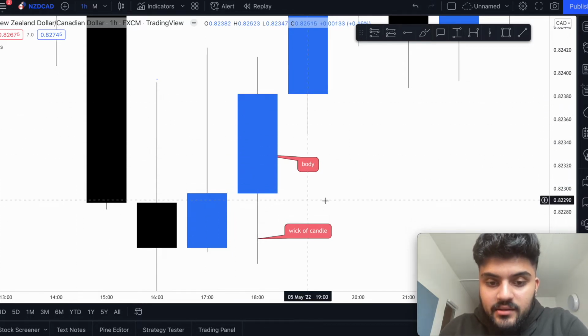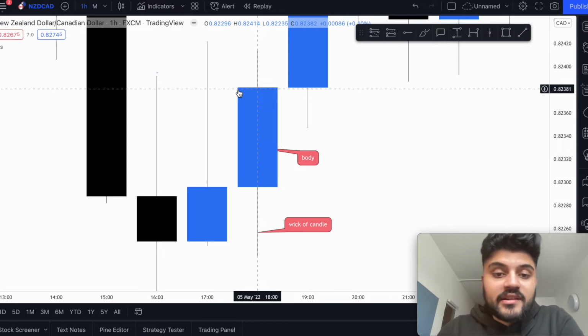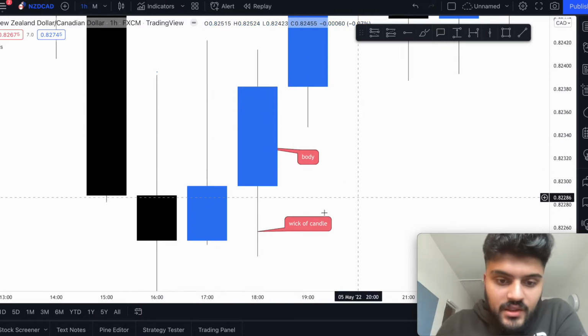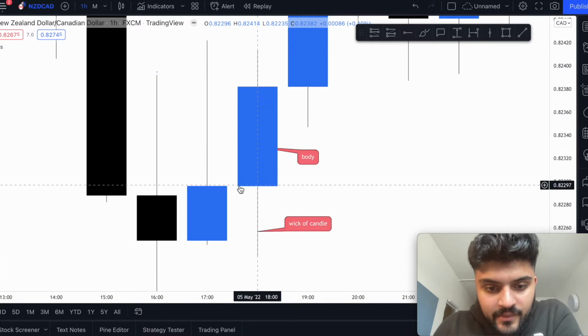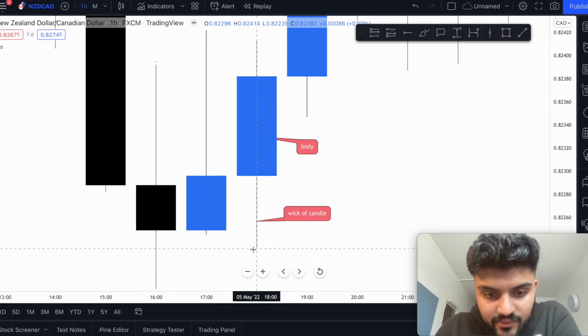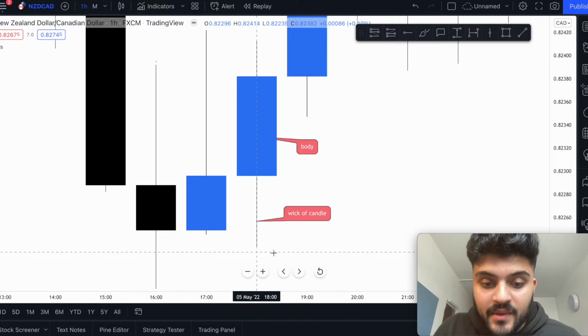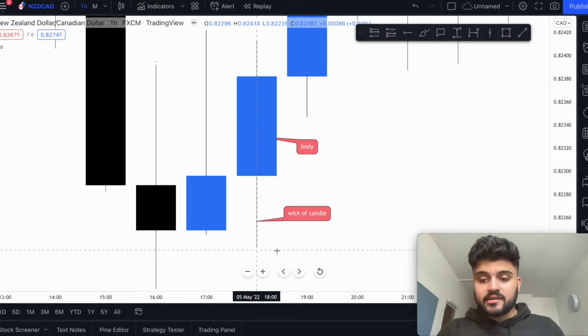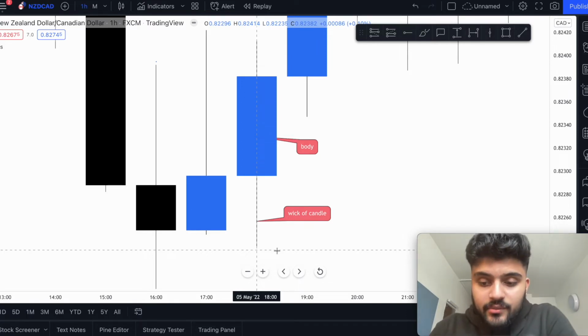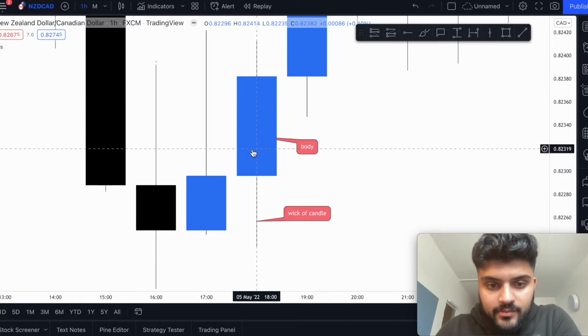But what these wicks tell us is that it actually didn't go up and just close at that price in the hour. It didn't do that. It went on its own journey, and that journey is what the wicks tell us. So what this candlestick did, it opened here, it went all the way down to the end of this wick. That's showing that sellers are currently in power because price is going down. But what happened? Buyers got in the market and they started pushing the price up and up and up.